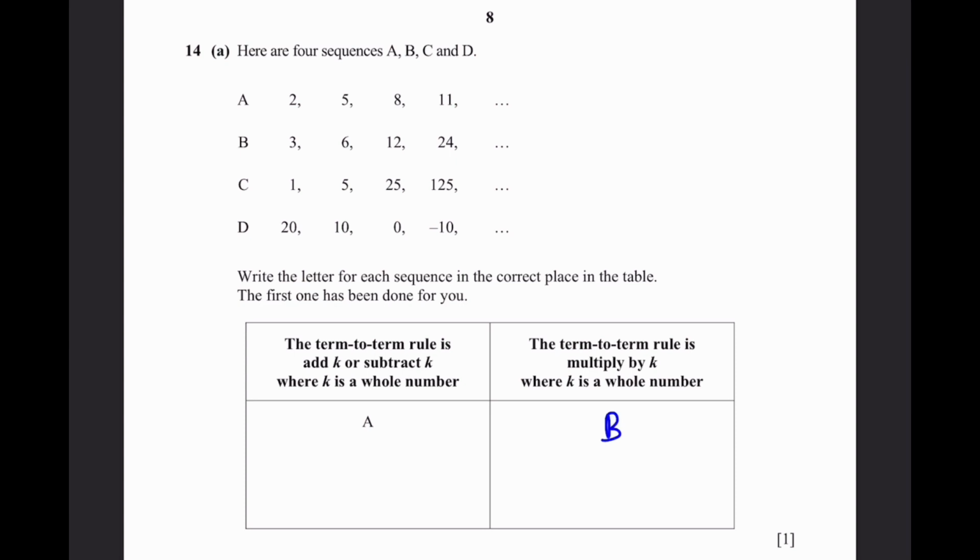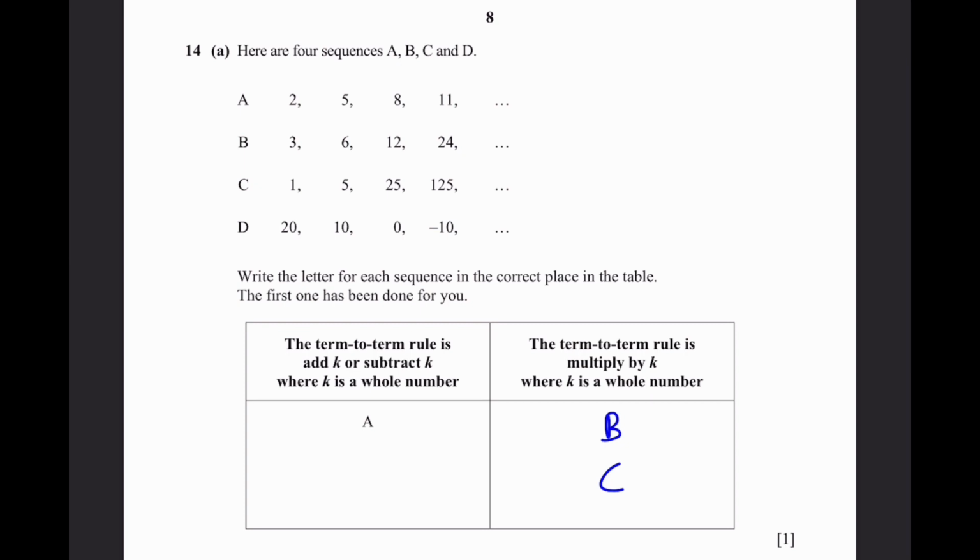See? 1, 5, 25, 125. If you see, 1 plus 4 is 5. 5 plus 4 is 9, not 25, right? But if you multiply, 1 into 5 is 5. 5 into 5, 25. 25 into 5, 125. So this is correct, and it comes under multiplication.